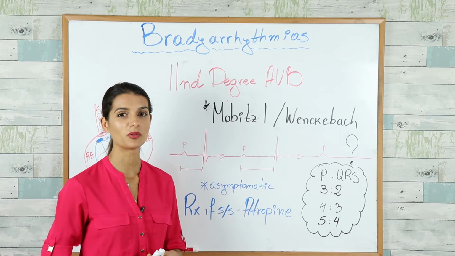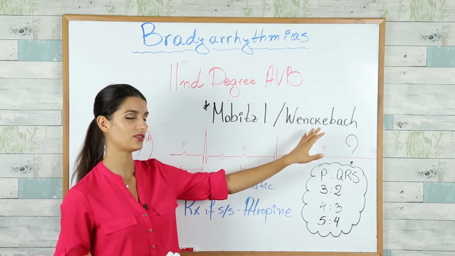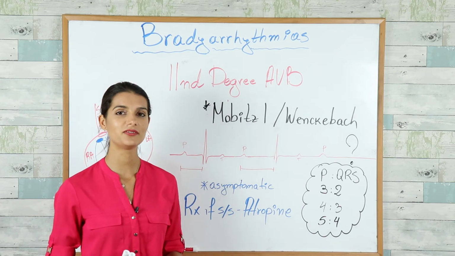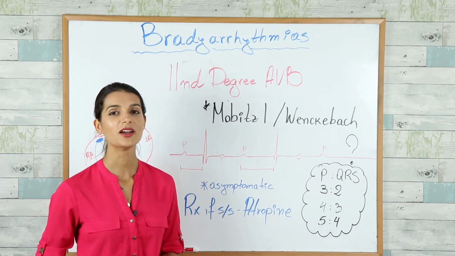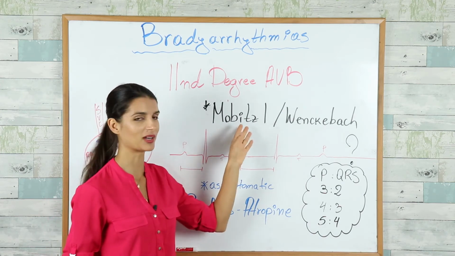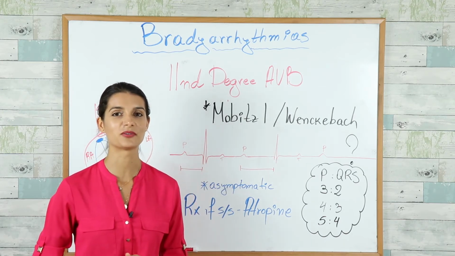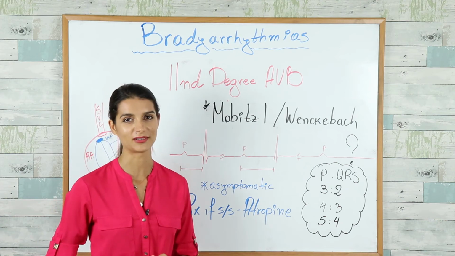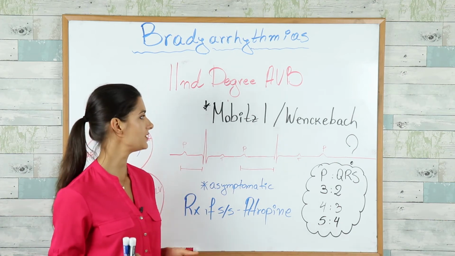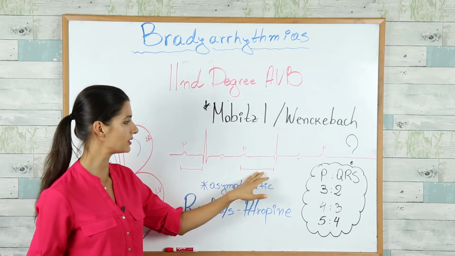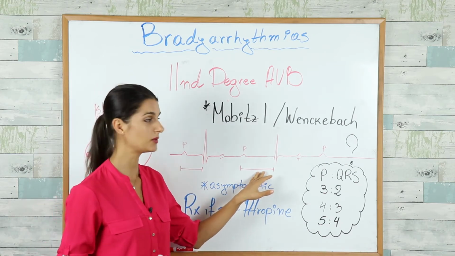The second degree AV block is divided into Mobitz 1, or Wenckebach, and Mobitz 2. By the way, you can check out our EKG video for cool historical facts on how to remember which was Mobitz 1 and Mobitz 2. In that video there is a lot of integration, so I highly recommend that you check it out as well.